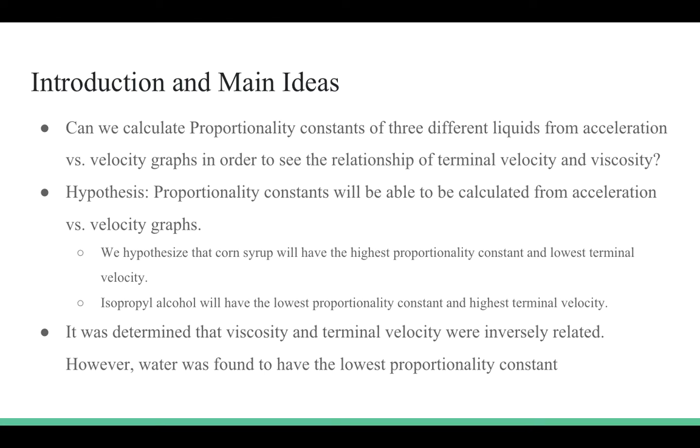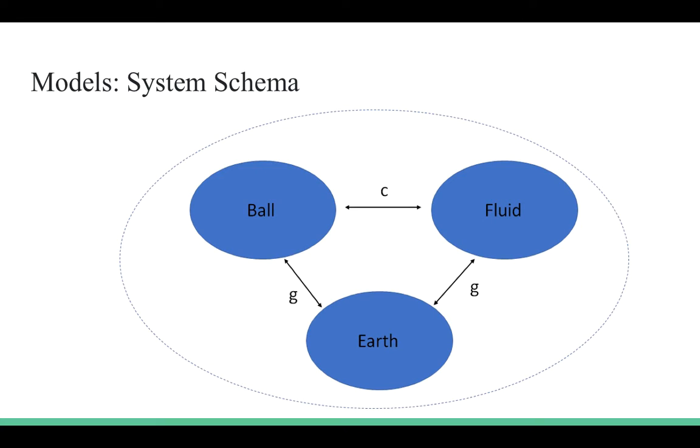Corn syrup will have the highest proportionality constant and lowest terminal velocity, and isopropyl alcohol vice versa. We concluded that corn syrup did have the lowest terminal velocity, inversely related to the proportionality constant, but water had the highest terminal velocity. So here's our system schema of the situation involving the ball, the fluid, and the earth.